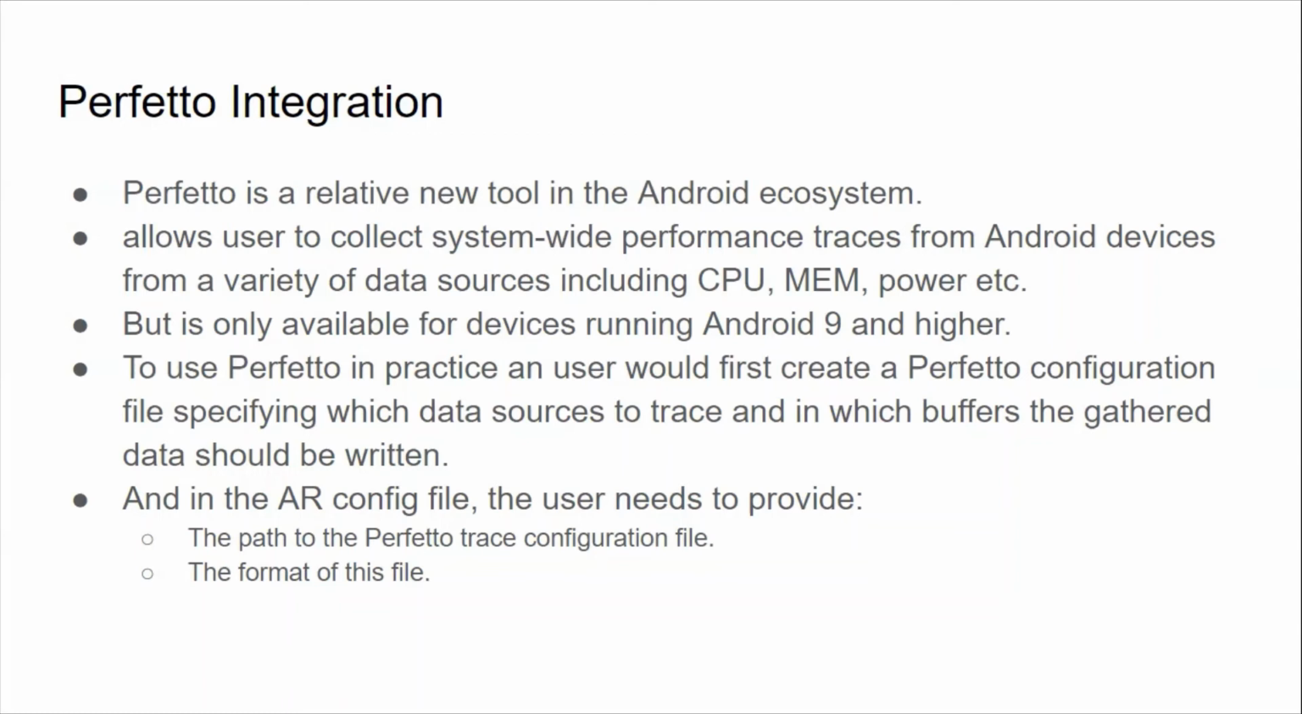But if you want to use Perfetto in practice, the user would first need to create a Perfetto configuration file, and also specify the data sources to trace and in which buffers the gathered data should be written. Besides this, like the other configuration file that I showed before when I ran the Batterystats profiler, all you need to do is specify the path to the Perfetto trace configuration file in the Android Runner config file, and also the format of these files.